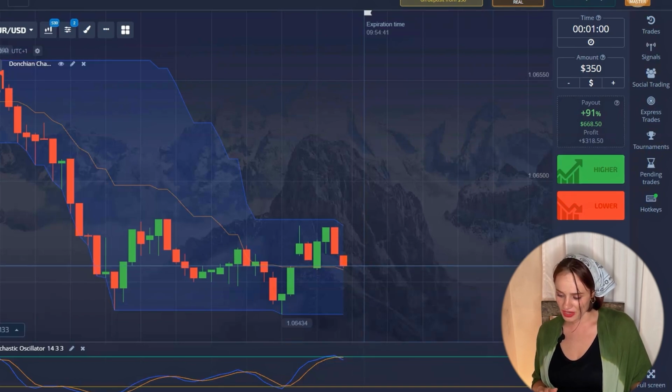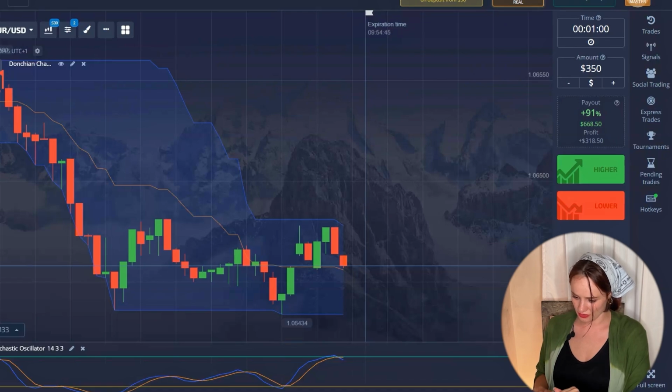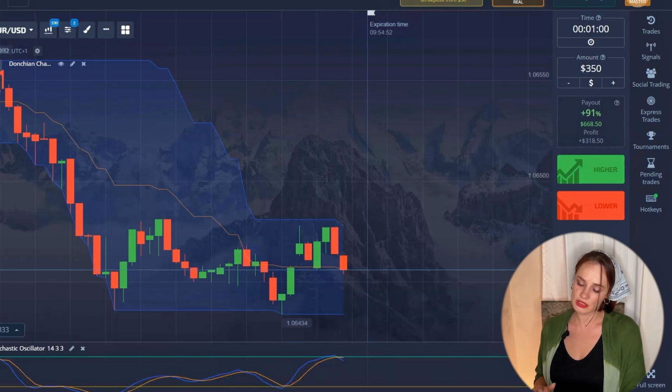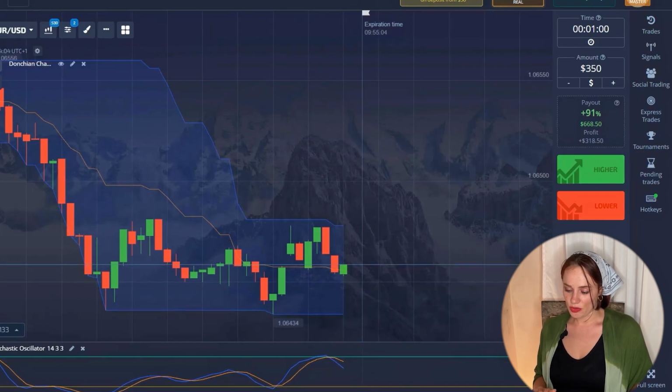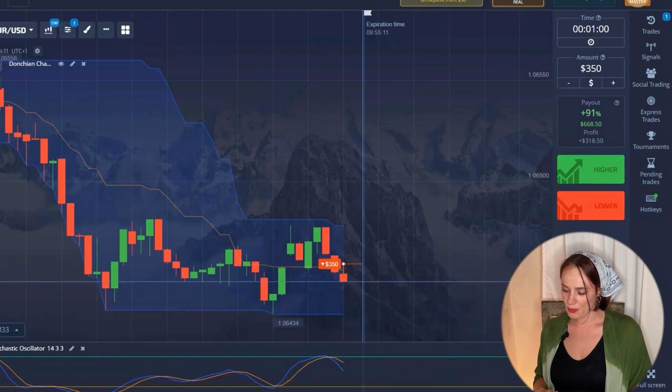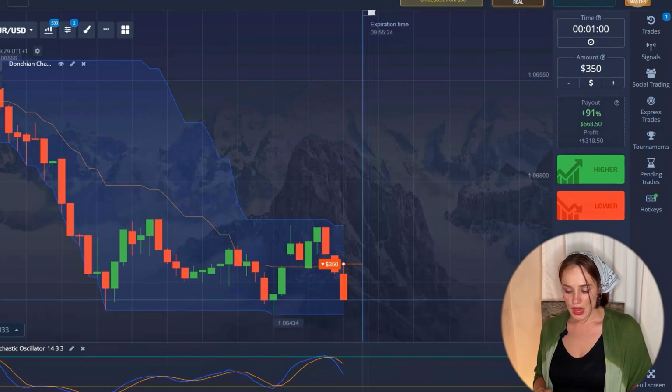Now you need to find a new entry point to the deal. So after the transaction is completed, the price continues to decline while reaching the middle line of the Donchian indicator. When there is a rebound, I open a deal for the price movement below. The bid is $350 for 1 minute. I also made this decision taking into account the signal of the stochastic indicator about a possible decline in quotations. Let's observe.